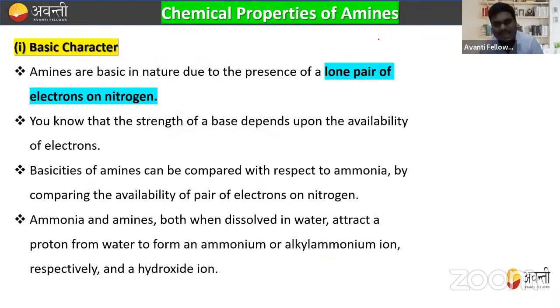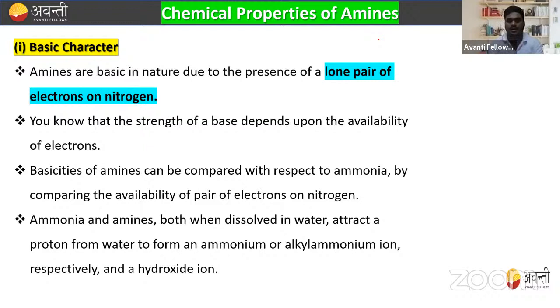Now, let's see the chemical properties of amine. Basically, if I'm talking about the chemical properties of amine, we have to study the basic character. For example, amines are basic in nature. Why are amines basic in nature? It is basically due to the presence of a lone pair of electrons on nitrogen. So due to the presence of a lone pair of electrons on the nitrogen, amines behave as a base.